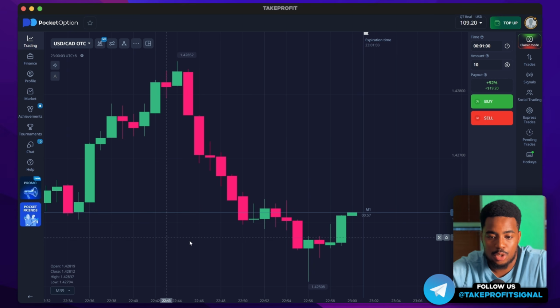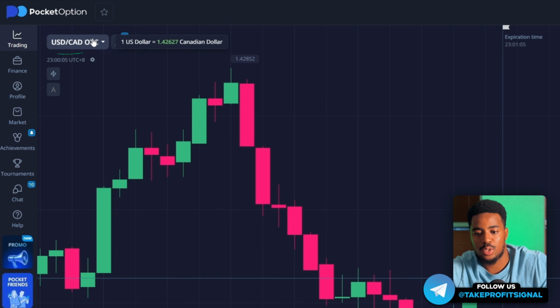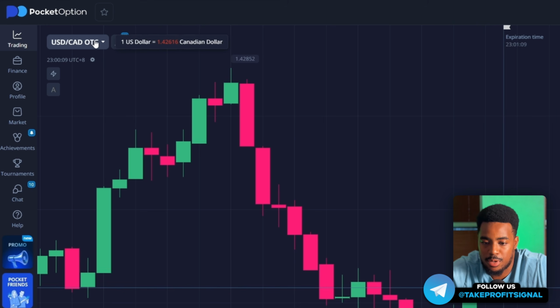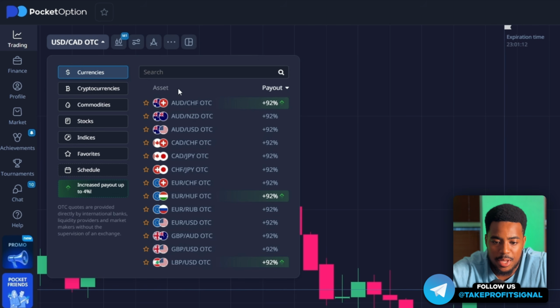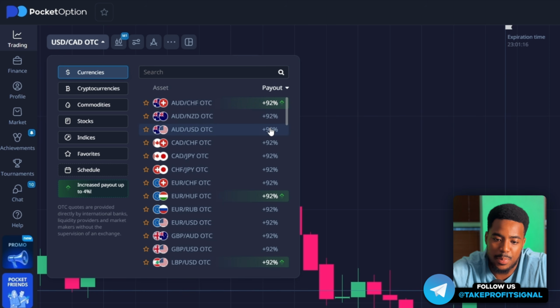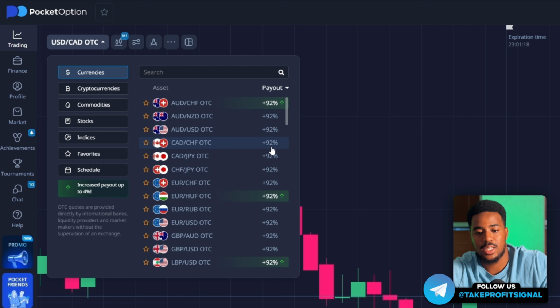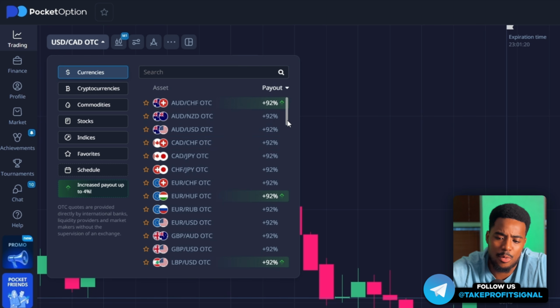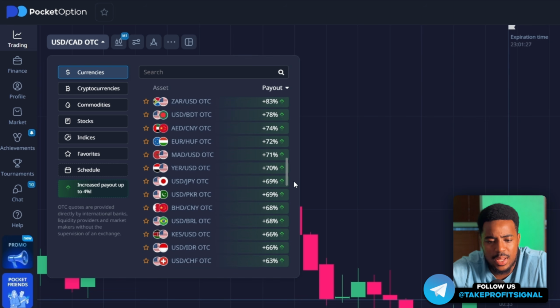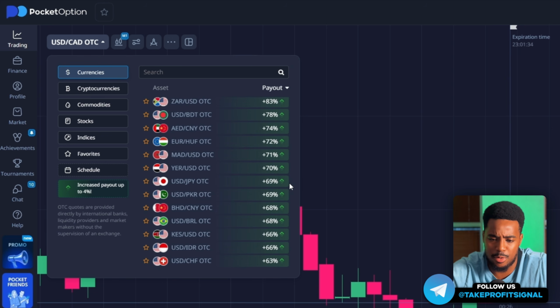So, to choose the most profitable asset, you need to go to the section in the upper left corner. Here we display all currency pairs, and to the right of them, we see the payout percentage that is active for the respective currency pair. On average, it ranges from 50% to 92%. Sometimes it can be less, sometimes more. I recommend opening trades specifically on those currency pairs that have a good payout percentage, at least above 70%.